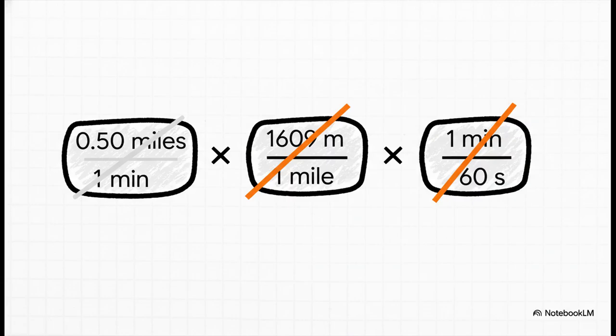Now for the time part. Our original unit has minutes on the bottom in the denominator. So to get rid of it, our next conversion factor needs to have minutes on the top. So we multiply by 1 minute over 60 seconds.